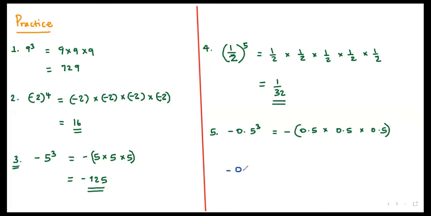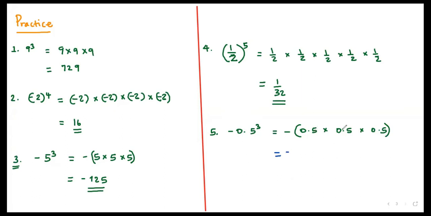Negative 0.5, the way we write it, is not the same as when we say the negative of 0.5. These two things are different. This one, we will write as negative 0.5 times negative 0.5 times negative 0.5. But for this one, we simply have 0.5 times 0.5 times 0.5, then the whole of it is a negative. So that is the way we have to write it. Of course our answer will be a negative.